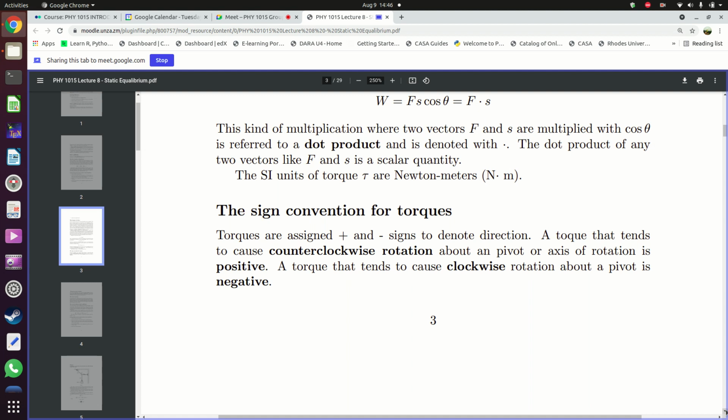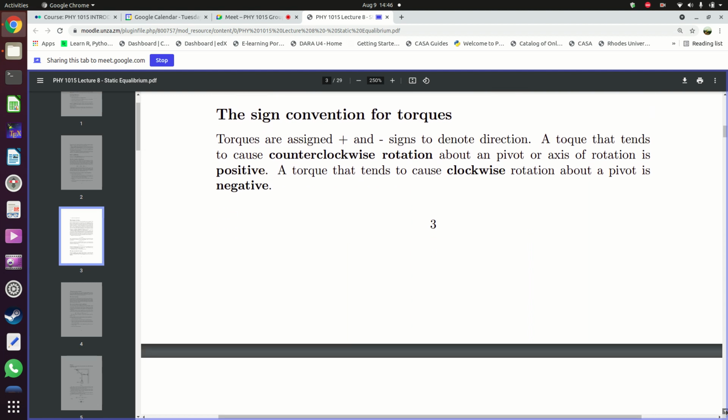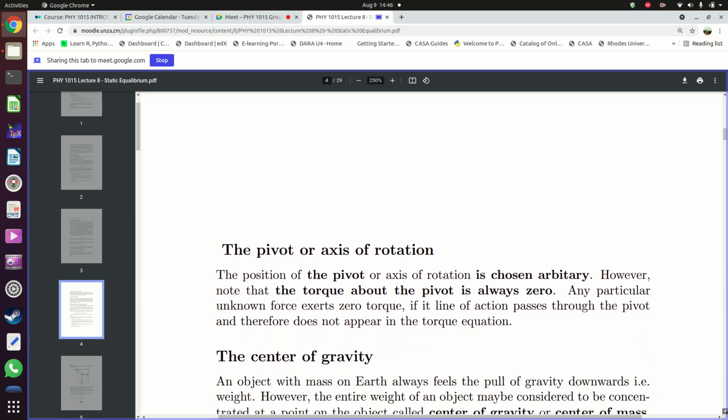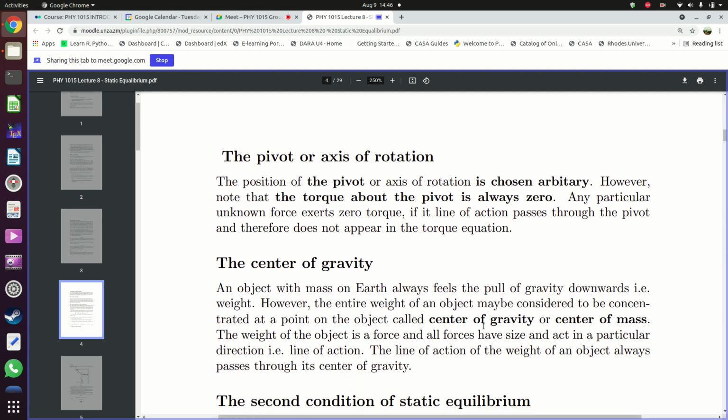However, when it's not obvious what the pivot is supposed to be, you are just supposed to choose. If you make a poor choice of pivot, you're going to have a lot of forces producing torques. If these forces produce torques, you will have more calculations to do, trying to find out how much is this torque, how much is that torque, and stuff like that.